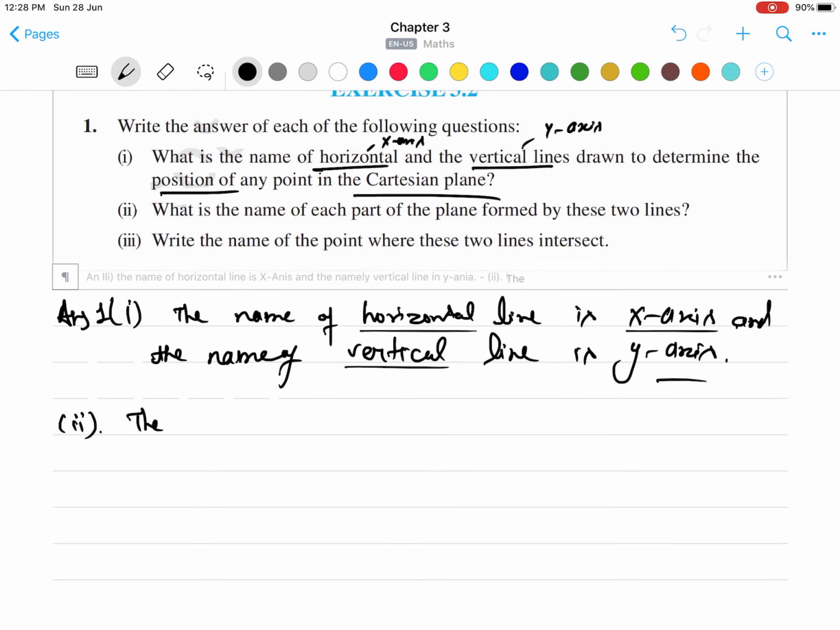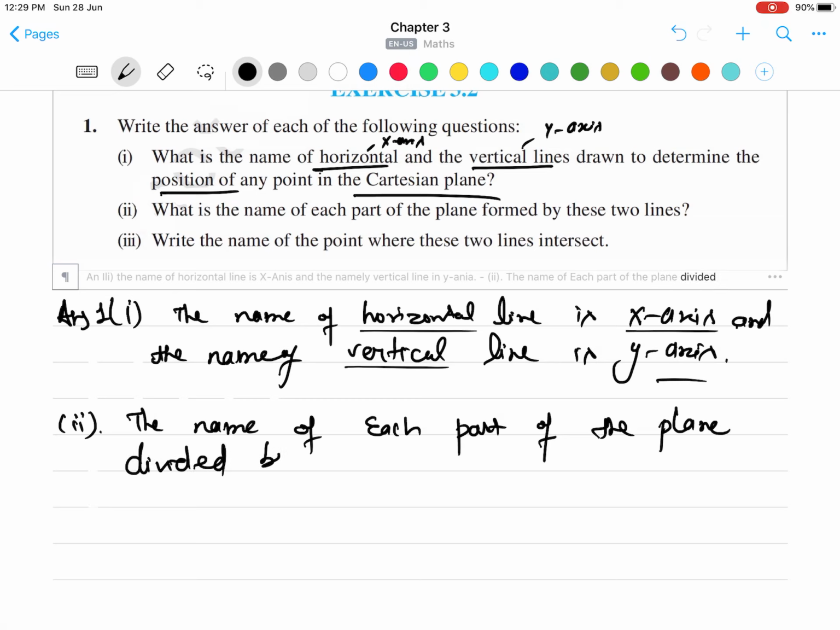the name of each part of the plane divided by the axes, the plural of axis, is quadrant. Like I told earlier, the two axes divide the plane into 4 parts and each part is known as a quadrant. We name them quadrant 1, quadrant 2, quadrant 3 and quadrant 4 in the anti-clockwise direction.